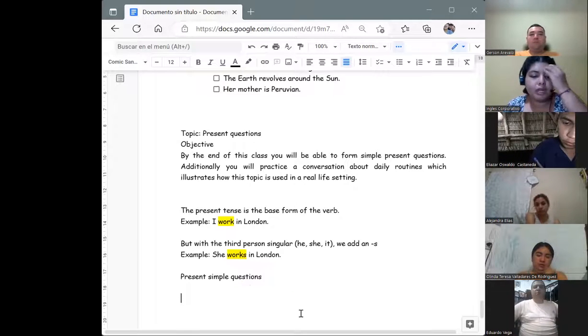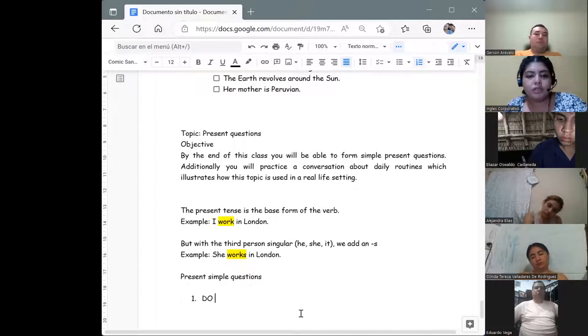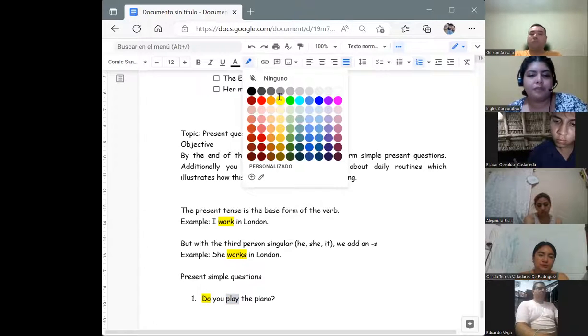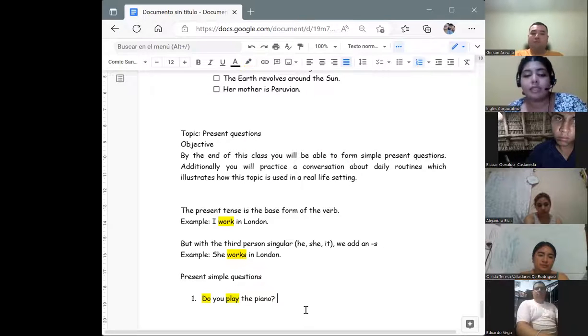So, I'm going to write some examples of these questions. And the number one we have, do you play the piano? ¿Tocas el piano? In this case, we are using do, that is the auxiliary, este es el auxiliar. Play is our verb, este es el verbo. En este caso no es jugar, es tocar. Do you play the piano? ¿Tocas el piano?